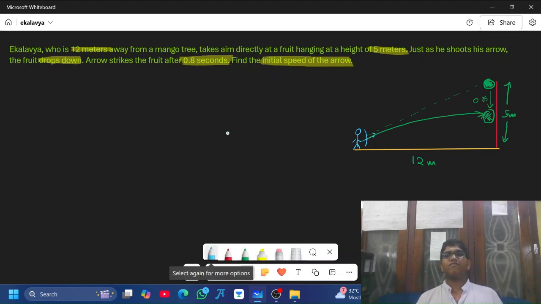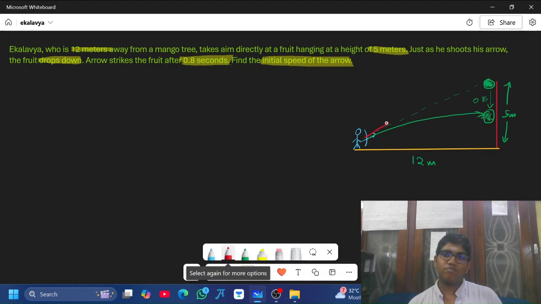What we'll do is we'll write the time dependent coordinates of both the fruit and the arrow. So it will be in terms of t and some constants. And after writing this, at 0.8 seconds the arrow strikes the fruit, which implies that the coordinates of the arrow as well as the fruit at 0.8 seconds must be the same. So, equating both coordinates, we will be able to calculate the initial velocity of the arrow. And any other thing required can be calculated once we get that information.